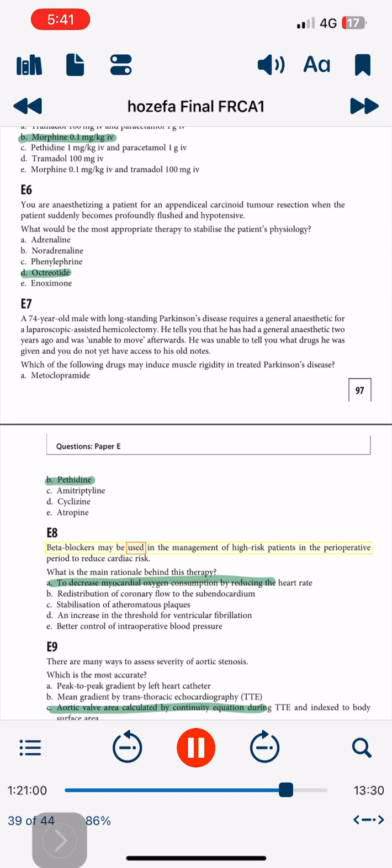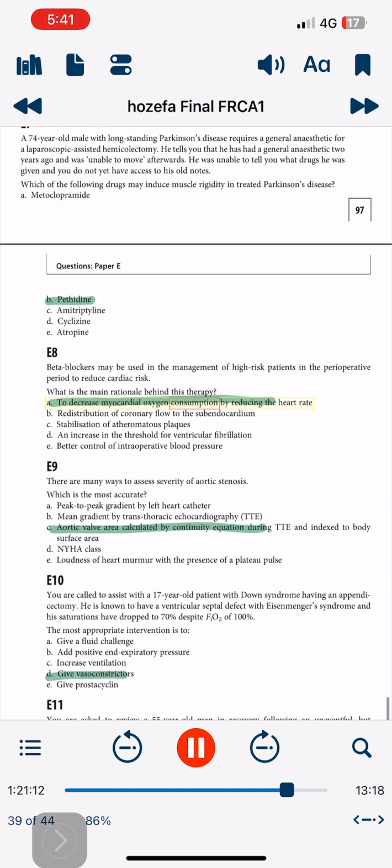Beta blockers may be used in the management of high-risk patients in the perioperative period to reduce cardiac risk. What is the main rationale behind this therapy? A. To decrease myocardial oxygen consumption by reducing the heart rate. B.